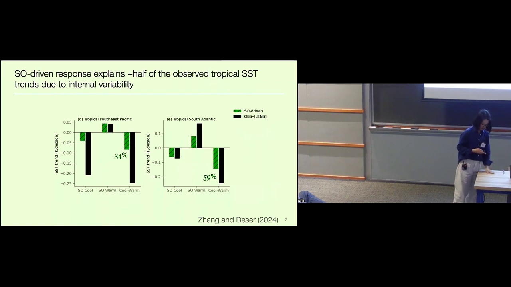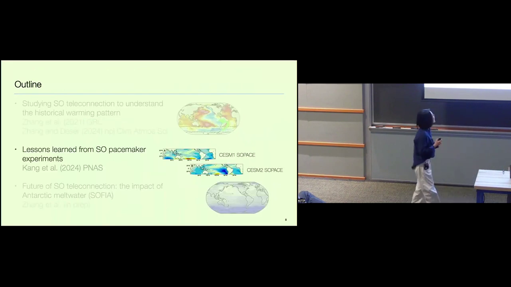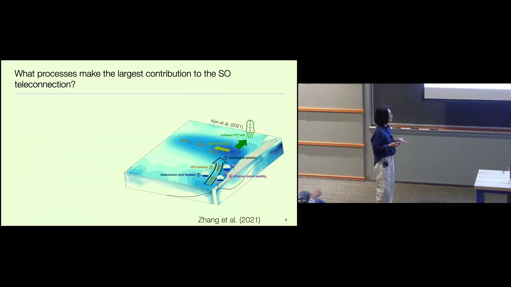All right, so next, I want to focus a bit more on the difference in the two versions of our pacemaker experiments. The response in CESM1 is quite weak, and then this really nice schematic has highlighted the role of subtropical low cloud feedback.